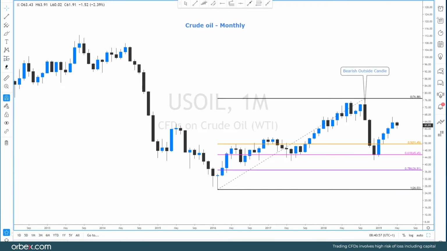Moving over to US crude oil, on the monthly chart, we've seen the previous 4 months of positive price action since prices tested the 61.8% Fibonacci retracement of the previous up move. This candle looks very much like a shooting star, so potential negative price action to the downside.